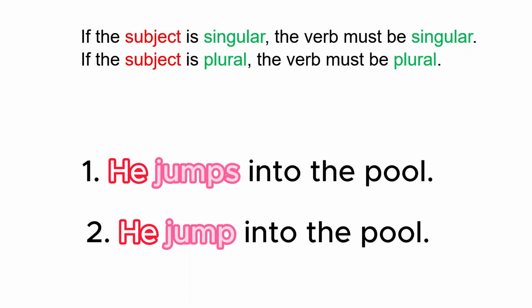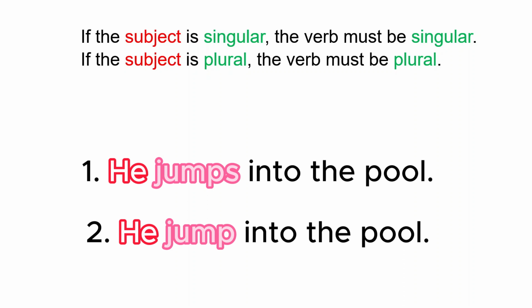In our two sentences, the first one is correct because the subject, he, is singular, and it agrees with the third person singular form of the verb to jump, jumps. And sentence two is incorrect because the subject is singular while the verb jump is plural.